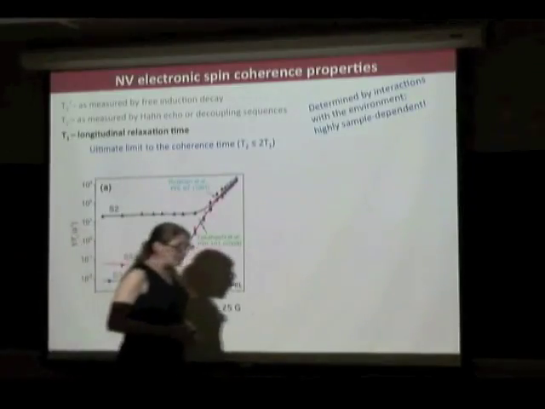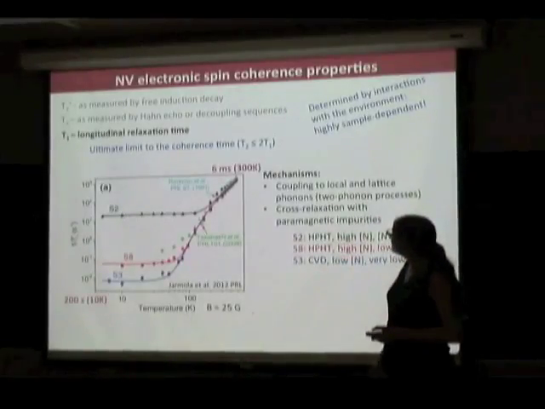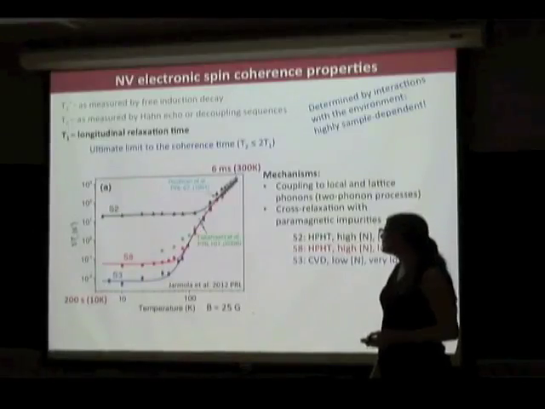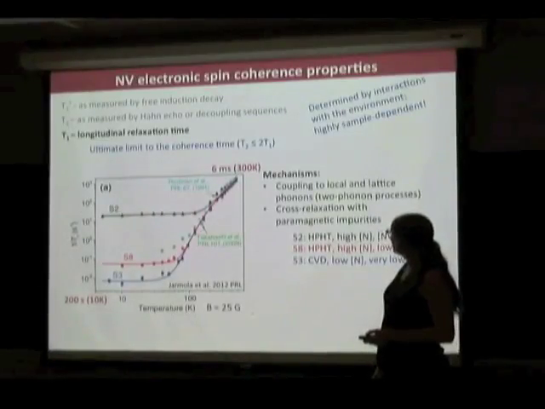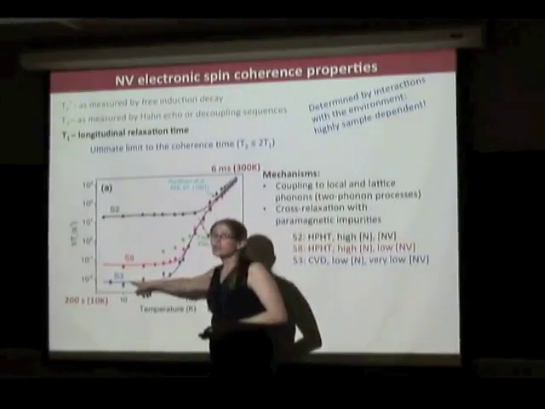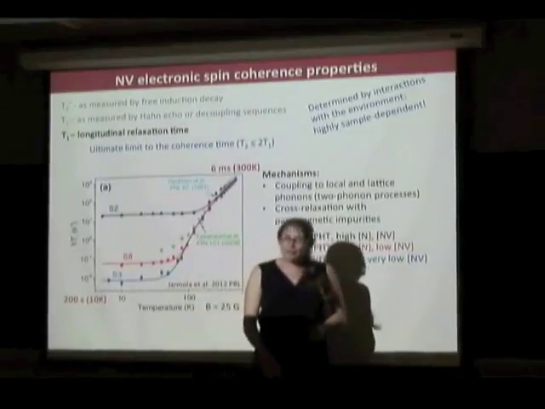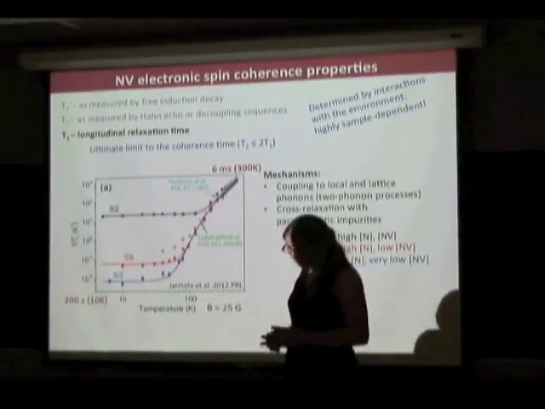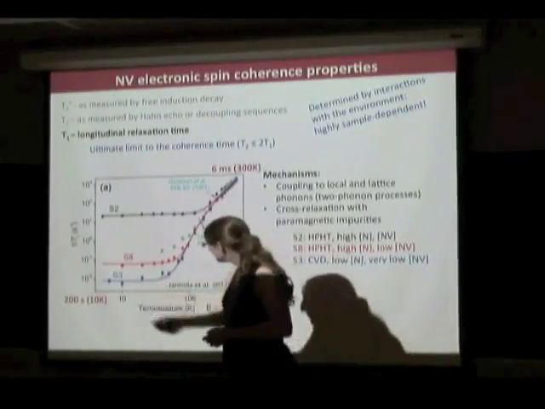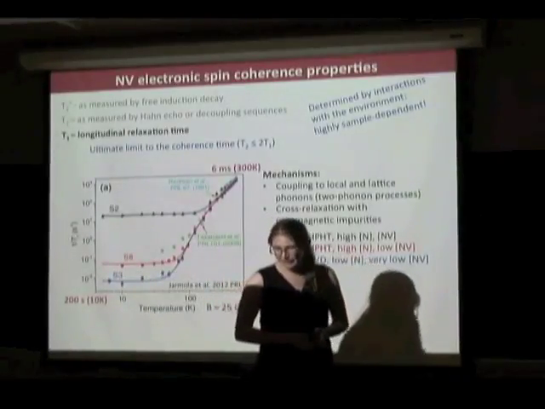If you look closely at this graph, you see that it ranges in time scales from about 6 milliseconds at room temperature down to as low as 200 seconds at cryogenic temperature. And it depends on whether you're working with a sample that has low paramagnetic impurities that induce cross-relaxation or high paramagnetic impurities. And this really long time scale here hints at the possibilities for coherence times at cryogenic temperatures.